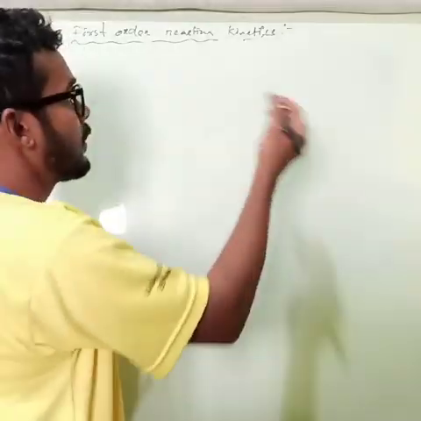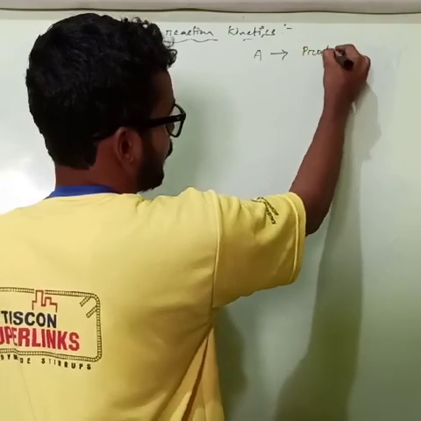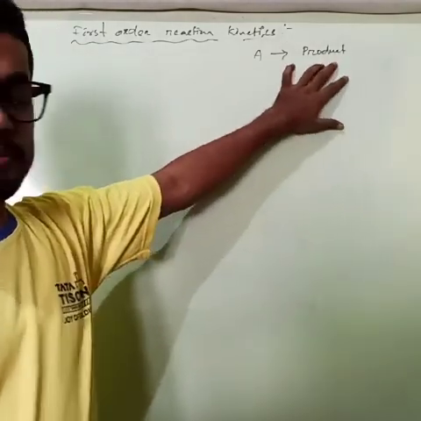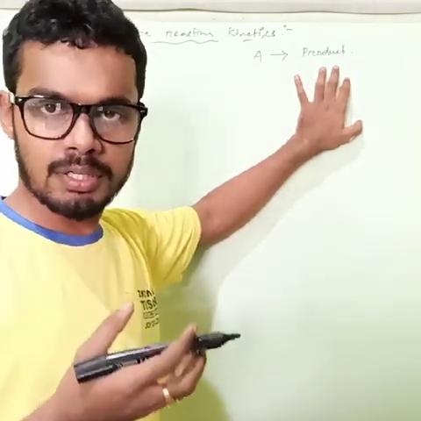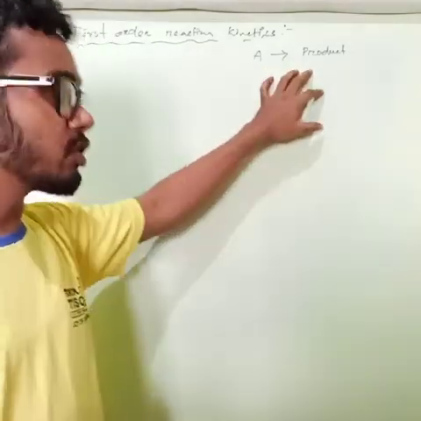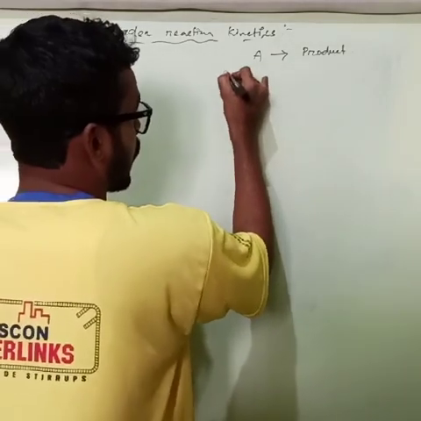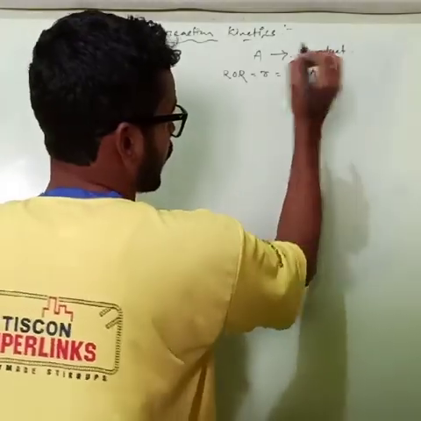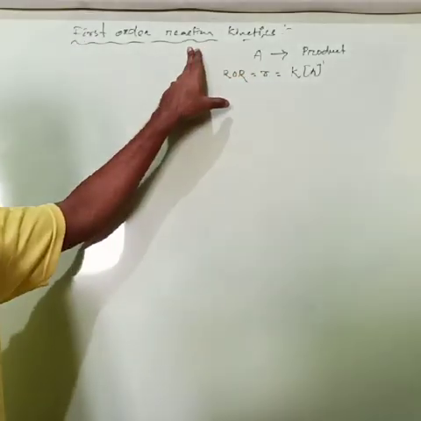So what is first order? Suppose you are considering a reaction that A gives the product. A is the reactant and it gives product. And unlike zero order, where the rate constant doesn't depend upon the concentration of the reactants, here the rate depends upon the concentration of the reactants. So what will be your rate of reaction, that is small r equals K into concentration of A. The power is 1 here because this is a first order reaction.